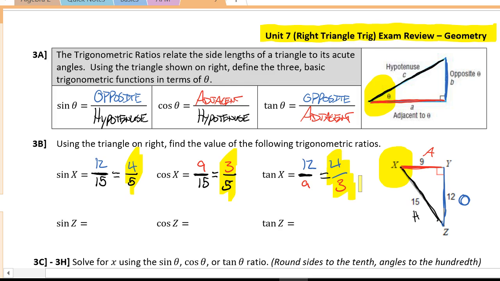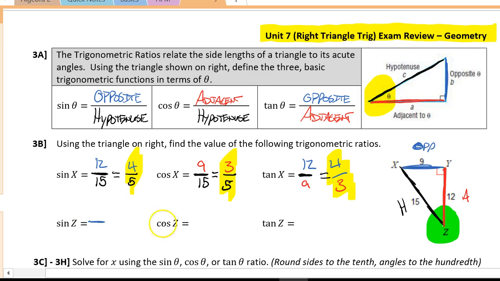Okay. Now, when I switch my angle of reference, in this case, we're going to do the sine of z, cosine of z, and tangent of angle z. I'm going to change my reference here, which means that how I label my sides is also going to change. From angle z, this is the hypotenuse, same as the previous. This is now my adjacent. 12 now becomes the adjacent side, and 9 becomes my opposite side from angle z.